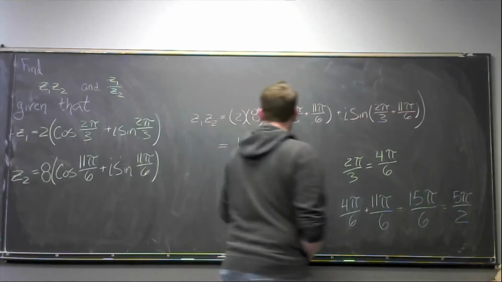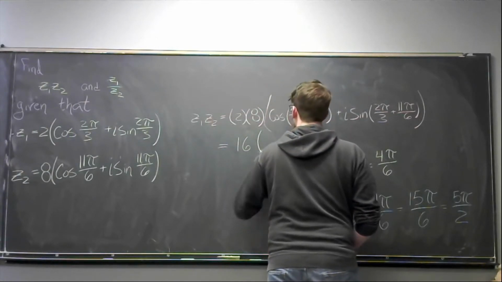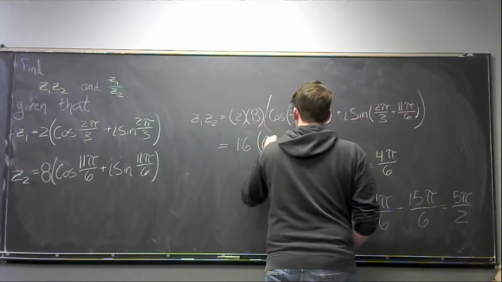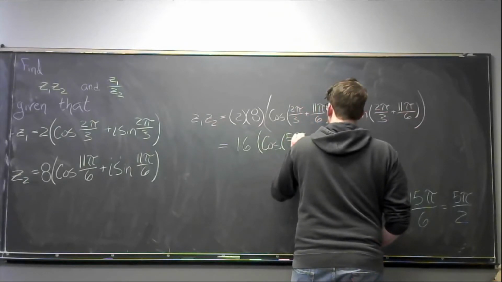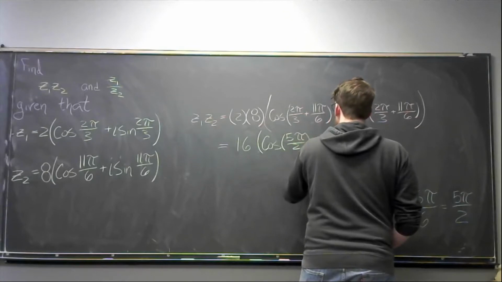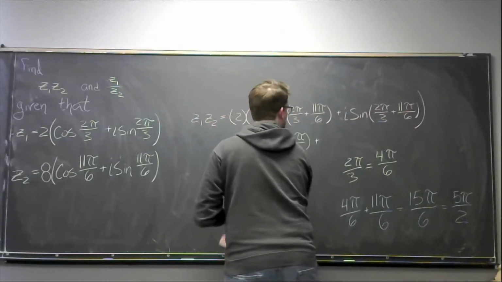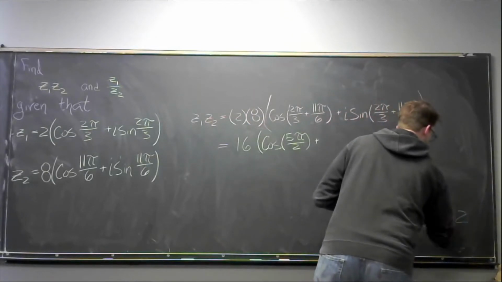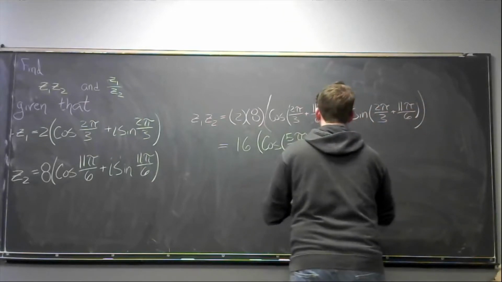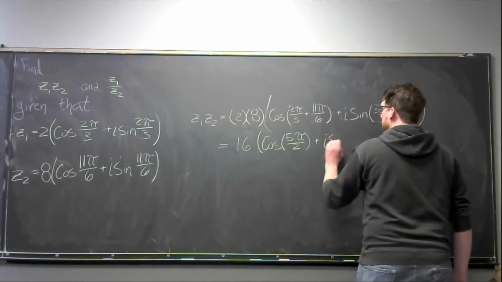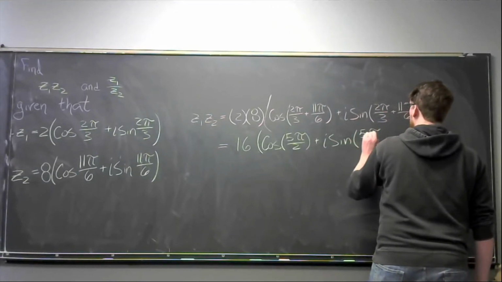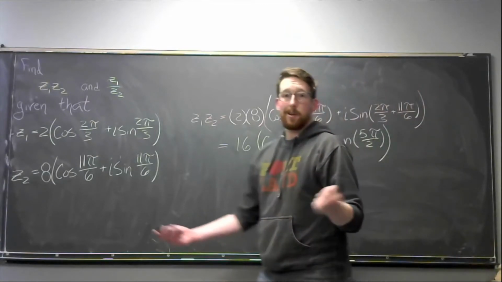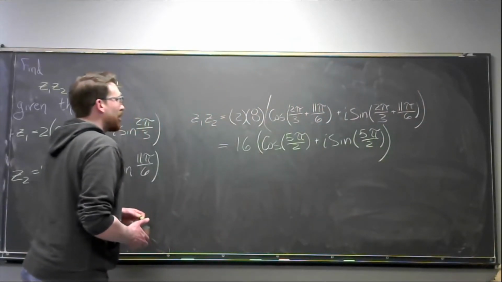So we can now rewrite our cosine as cosine of 5 pi over 2. And we can rewrite our sine as the sine of 5 pi over 2. And that's it. That's all she wrote.